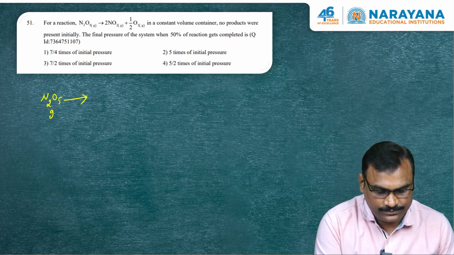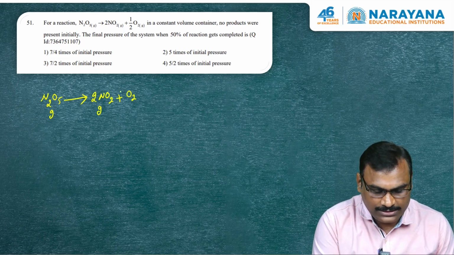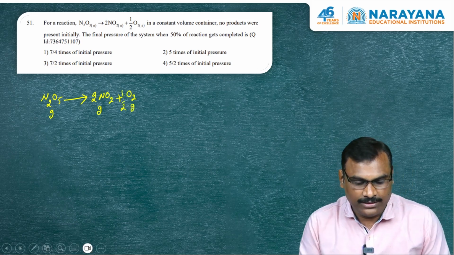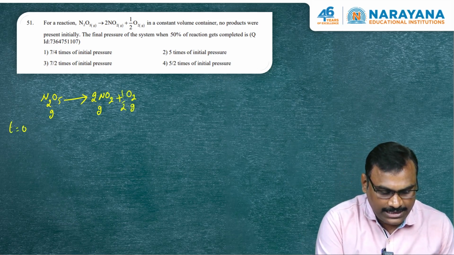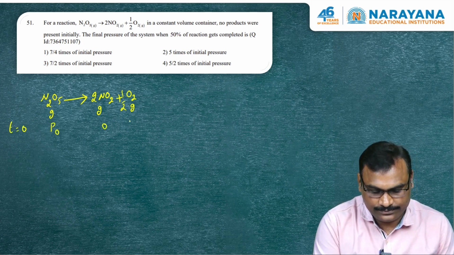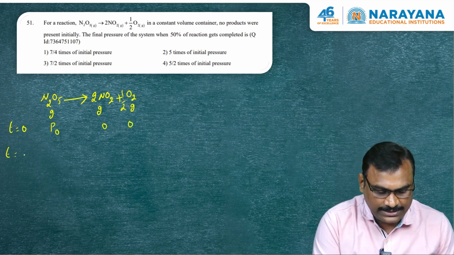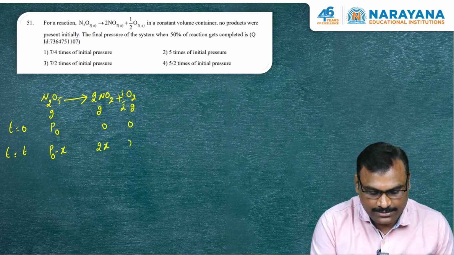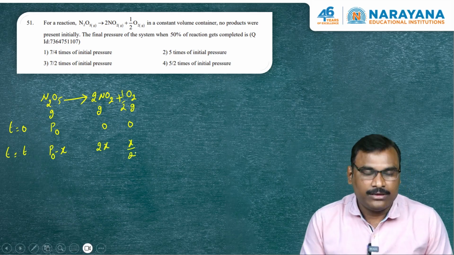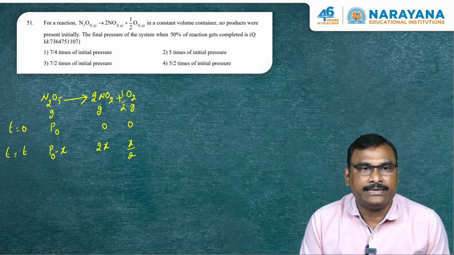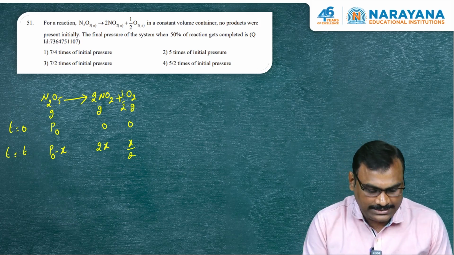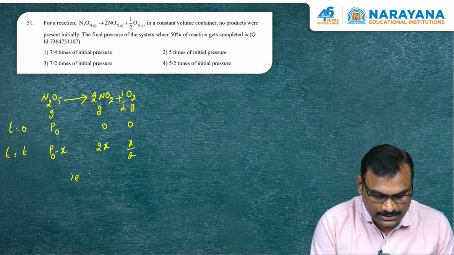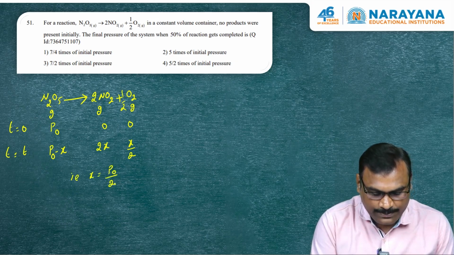N2O5 gas gives NO2 gas and oxygen gas. Here, let us see the initial pressure as P naught. After 50% or after a time t, the pressure may be P naught minus x, 2x, and x by 2. Now, 50% of the reaction is completed. What is the final pressure is going to be asked. Therefore, x should be P naught by 2.